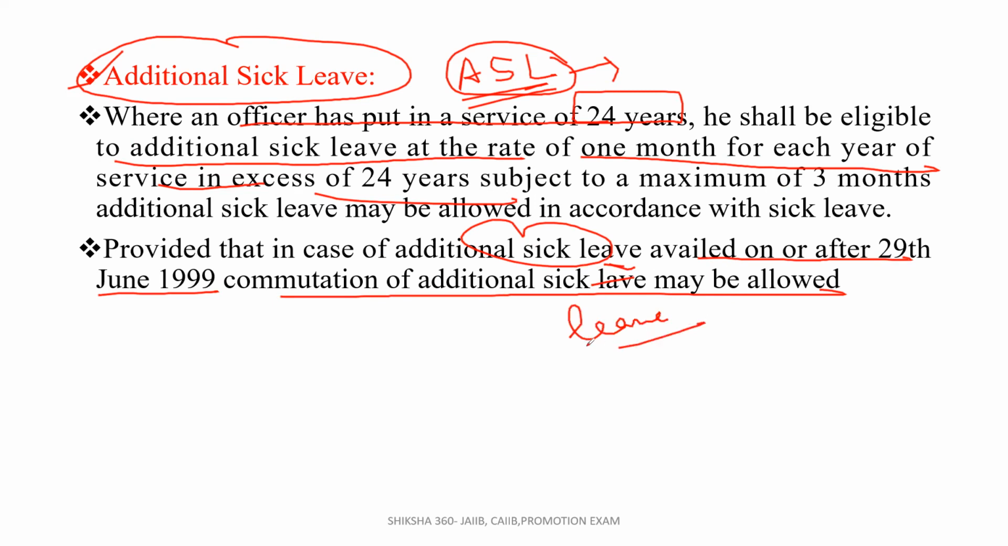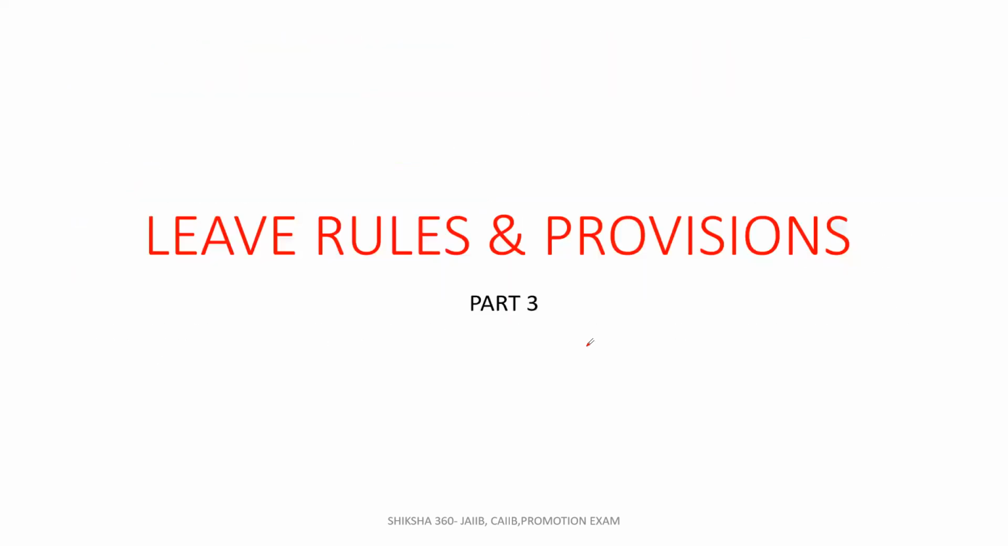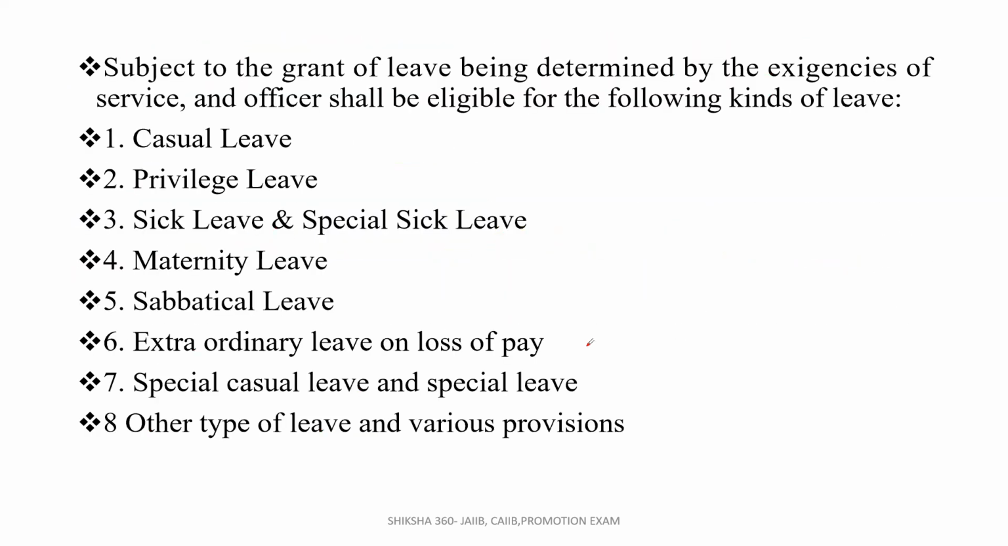So the commutation of additional sick leave will be allowed after 29th June 1999. These are some of the basic guidelines regarding additional sick leave and sick leave. Hope all of you are able to understand. So till now we have covered casual leave, privilege leave, and sick leave. In the next session, we will cover both maternity leave and sabbatical leave.